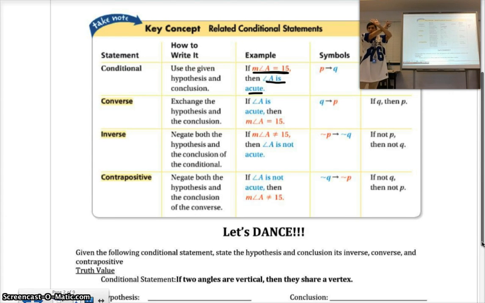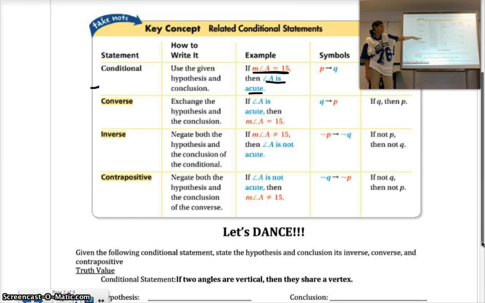Yes? Okay. Now, whenever I change to the inverse or the contrapositive, I'm always coming back here to my original conditional statement. So just remember, as you go through here, you always come back up to this conditional statement. Okay, so now we have our conditional statement. We're back up here. If the measure of angle A equals 15, then angle A is acute.